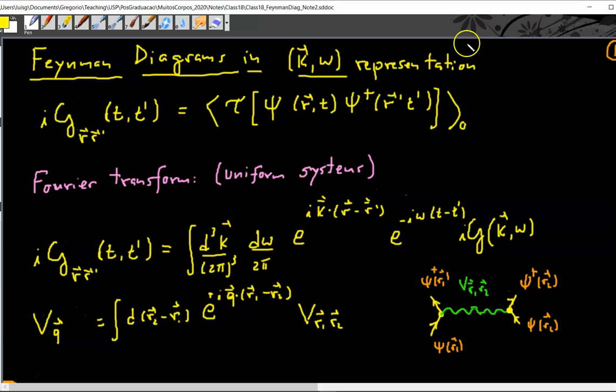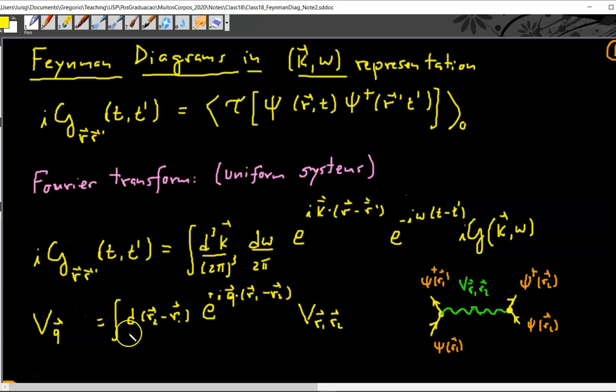I'll try to remember to put the link to that class on linear response so that you can check how this expression appears. But it's like writing the Coulomb potential in Fourier space, in momentum space as well. And there is this plus sign here in the exponent. So don't get confused with signs, okay? Try to check for yourself and convince yourself.